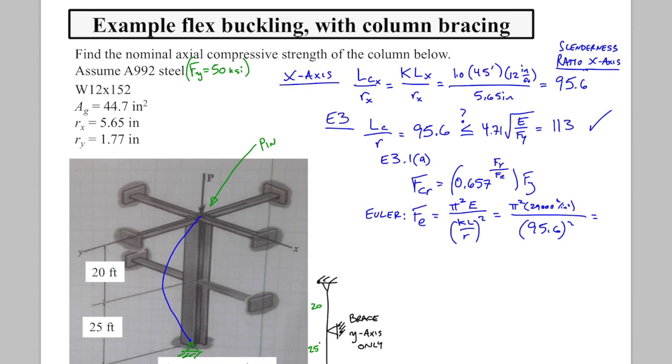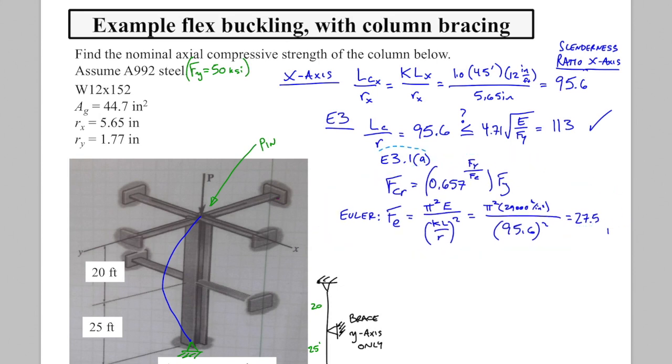It is 27.5, and I ran out of room. Let me scoot it over here a little bit. Scoot that over. We'll scoot this over too. There we go. And we'll go this one. Now we have ksi. Okay, so this is the Euler buckling stress.